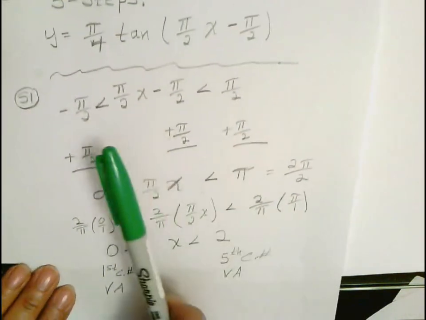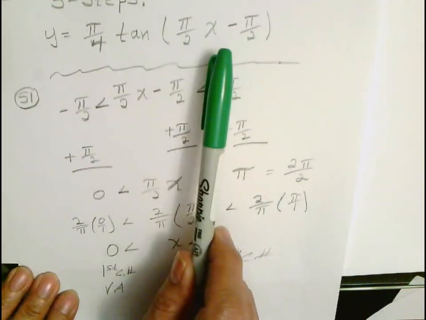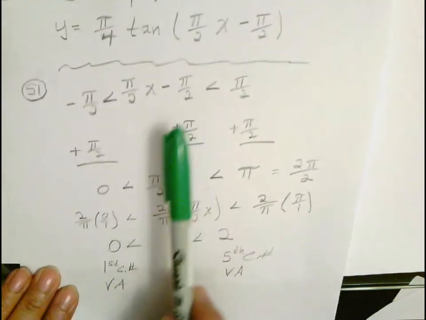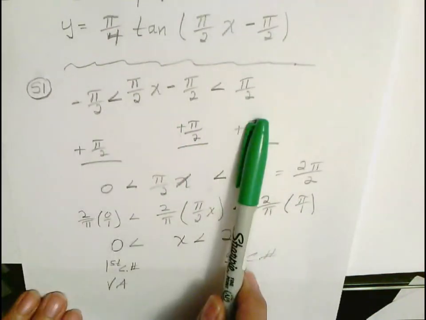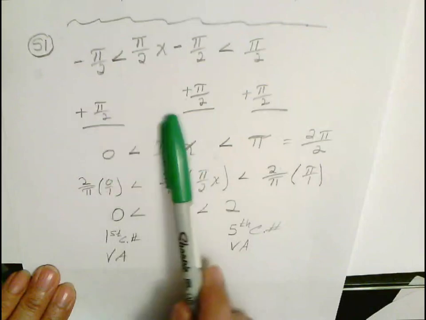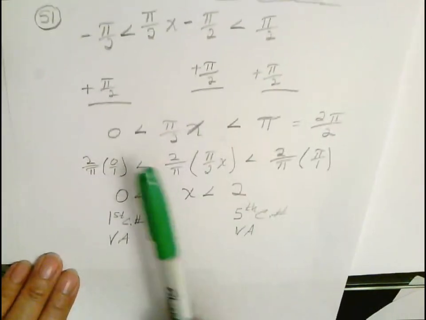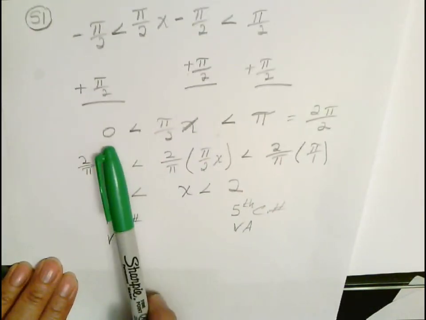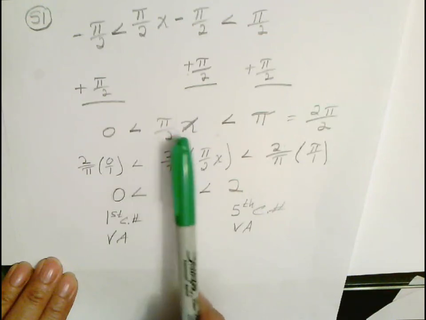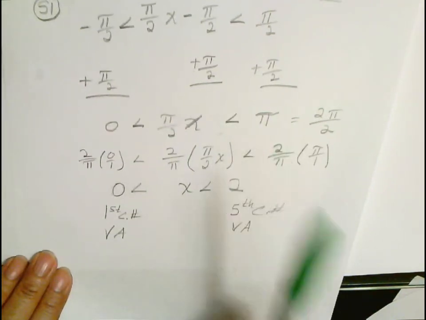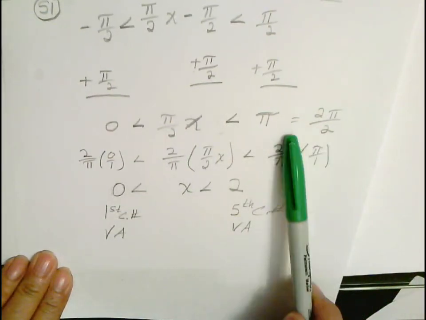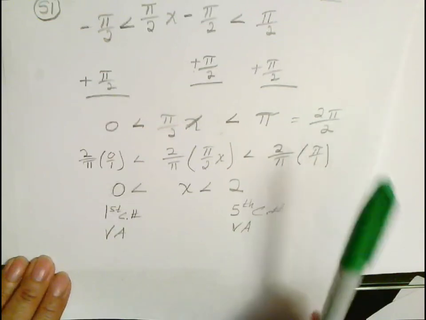And then our fourth home practice problem, we take the pi over 2 x minus pi over 2 and put it between the 2 endpoints here. We're going to add pi over 2 to all 3 sides of the inequality. So we end up getting 0 is less than pi over 2 times x, which is less than pi. And remember, pi is the same thing as 2 pi over 2.